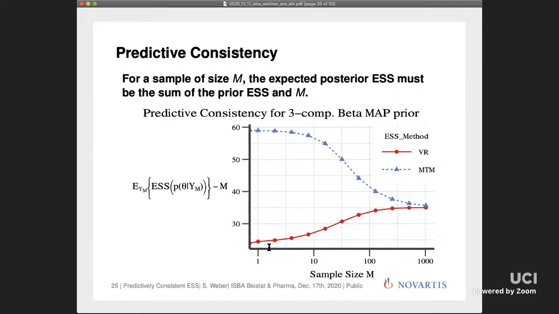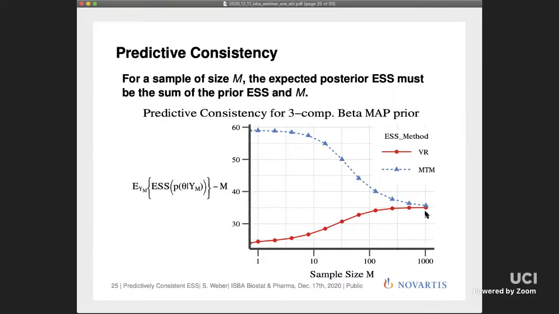And what I'm plotting here on the y-axis is this expression, which should give you the prior ESS, which shouldn't change in this sense if it were predictively consistent. And I'm showing it to you for the variance ratio method in red and in blue for the Morita method. And the nice thing is they both converge onto somehow the same value when going to large enough forward simulated predictive data.